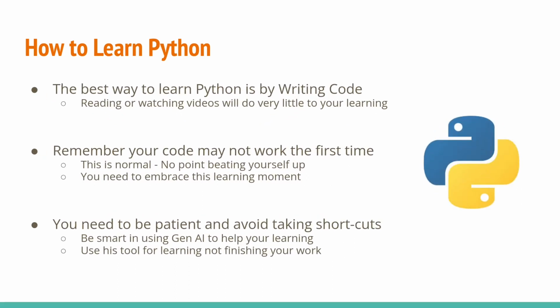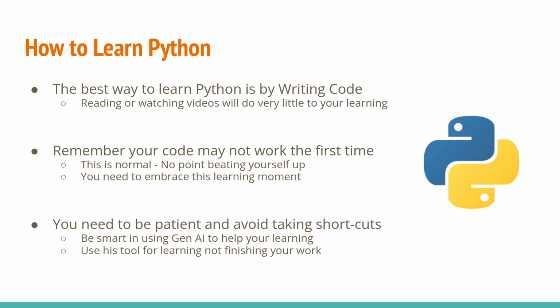So before we delve into Python, I also want to quickly state what's the best way to learn Python. Clearly, the best way to learn Python or any other programming language is by writing code, getting your hands dirty, actually typing on the keyboard and trying to do certain things. Of course, this is not going to be an easy process, especially if you have never done programming before. But remember that reading or watching videos will do very little for your learning. It's also very important to remember that your code will likely not work the first time it's written. This is very normal. This happens to even me, who's been coding for almost 40 years now. It is fairly normal for that to happen.